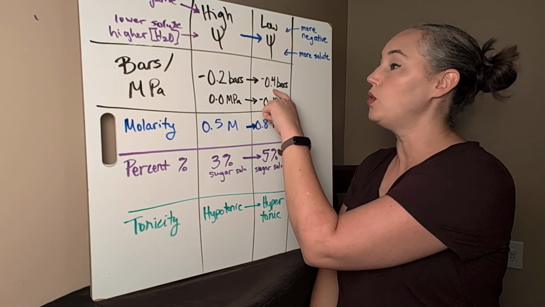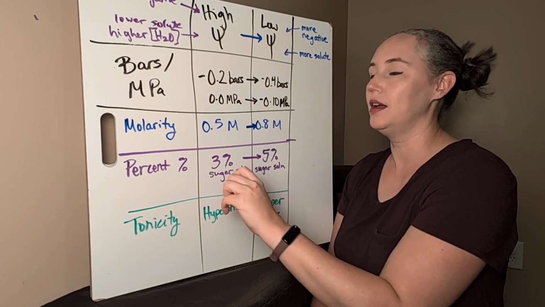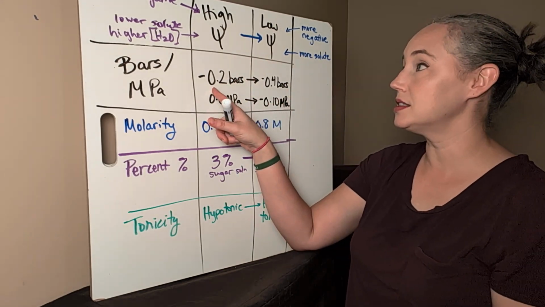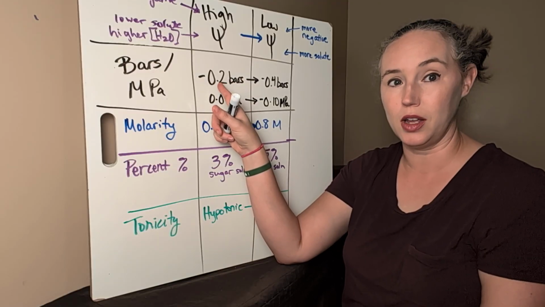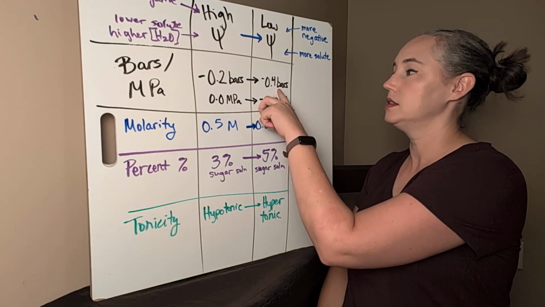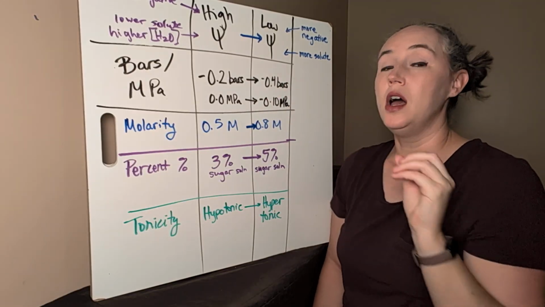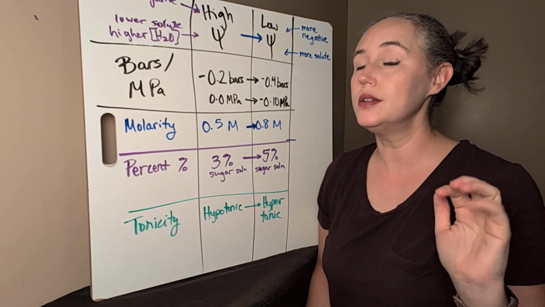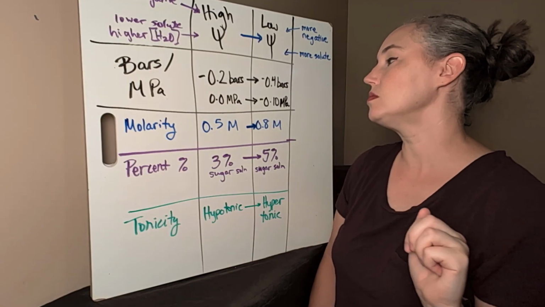Just because the number 4 is bigger than the number 2, negative 0.2 is closer to 0. So this is the higher area, the higher water potential area. So water will move from here to here, high to low. Also with water potential, pure water with no solute and no pressure is 0.